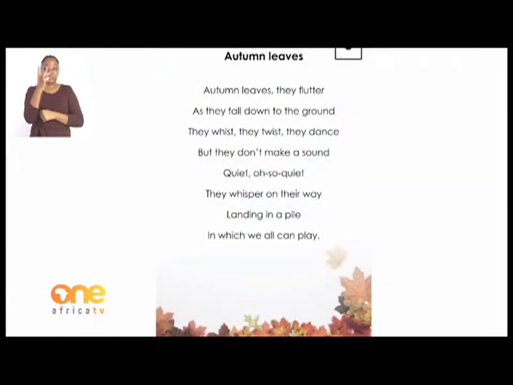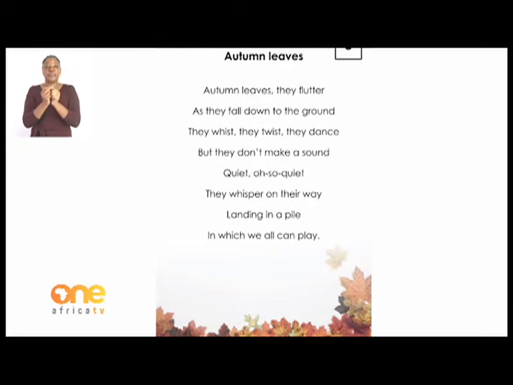On page 28, we have another beautiful poem, but this one is mainly for the grade 3s. Let's read it together. Remember, when you are reading something, make sure that you read it 3 times. I am going to read it with you twice, and you will read it by yourselves for a 3rd time. The poem is called Autumn Leaves.